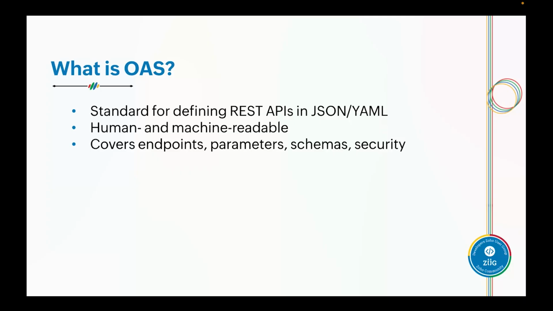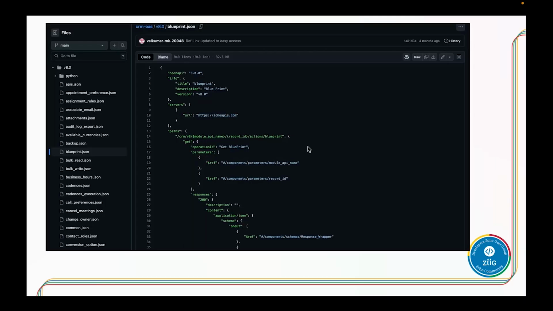So think of it as the contract between your API and the developers who use it, clearly defined, version controlled, and testable. So this is how an OAS file looks for the blueprint API in Zoho CRM. So in the upcoming slides, we'll discuss in depth about the different components of OAS files. So for starters, this is how all the JSON files, specification files are organized in GitHub.